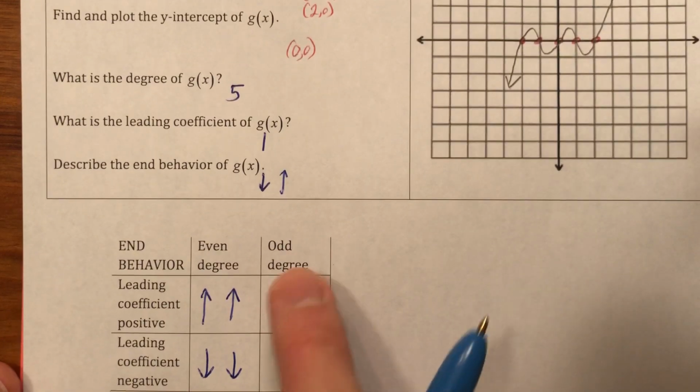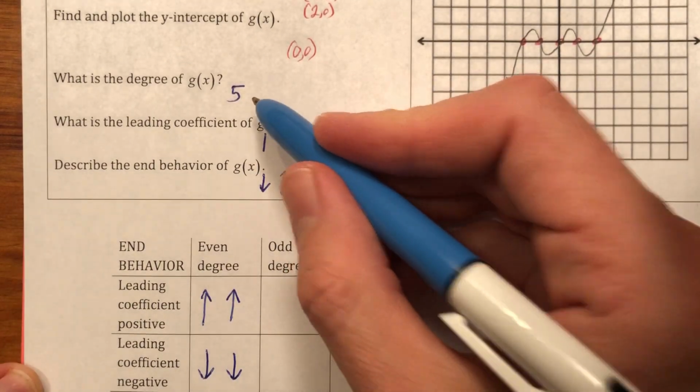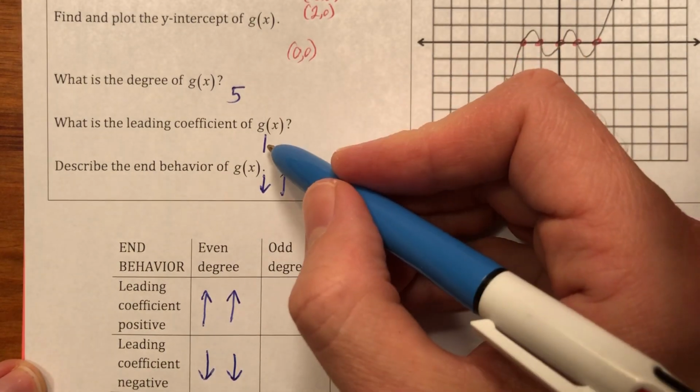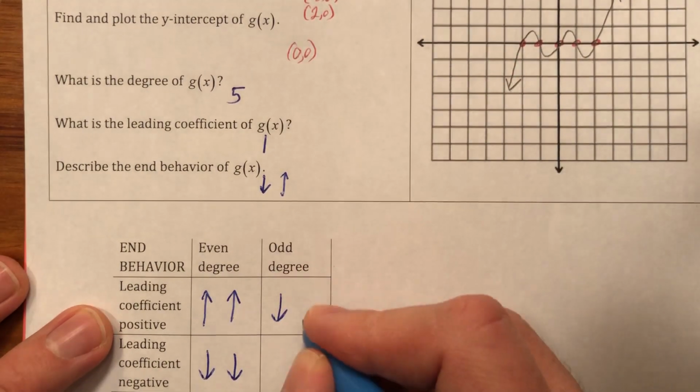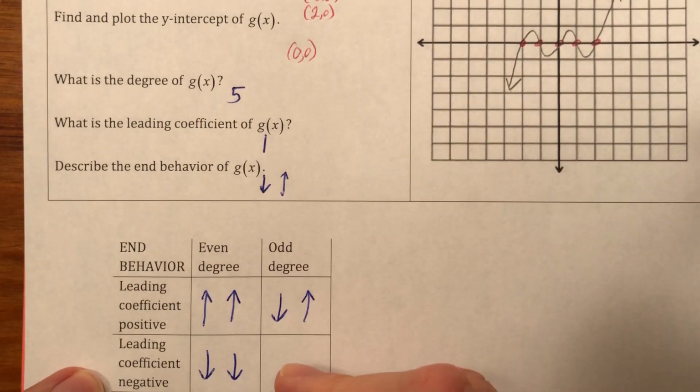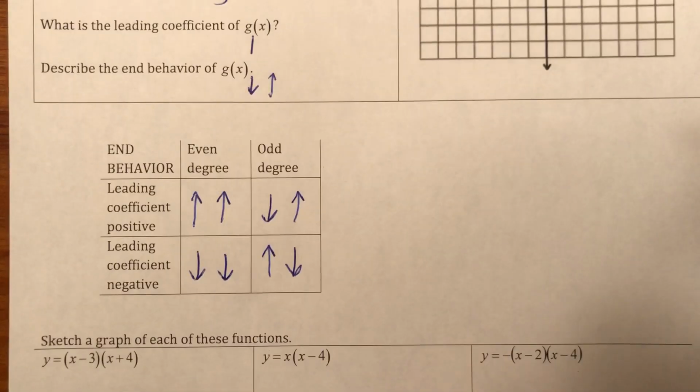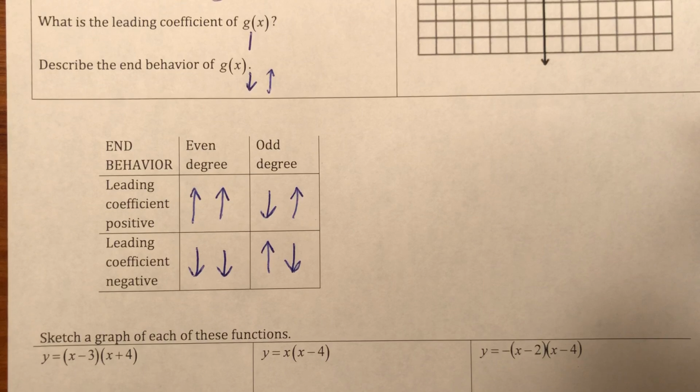Okay, let's do the one that's right here. The degree was odd and the leading coefficient was positive. It's down, up, and then we've done one like this. It's up, down. So do you have to memorize this? Well, yeah, it kind of comes in handy, but it's something you already know.